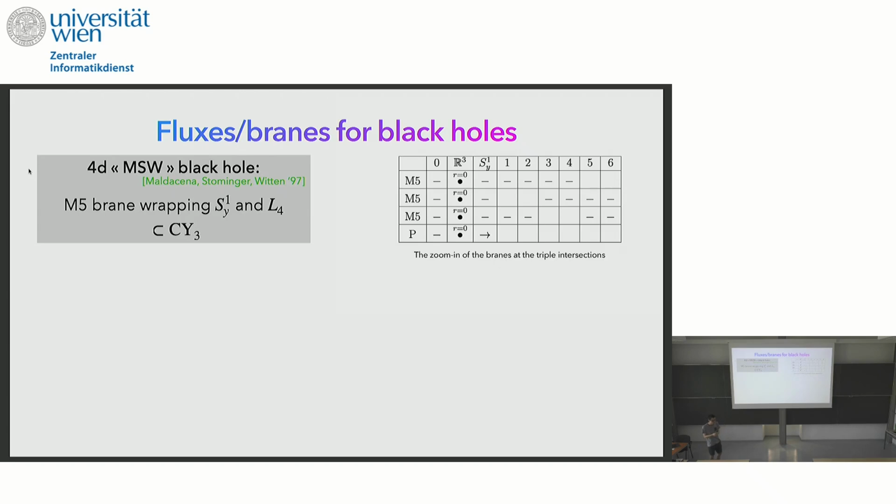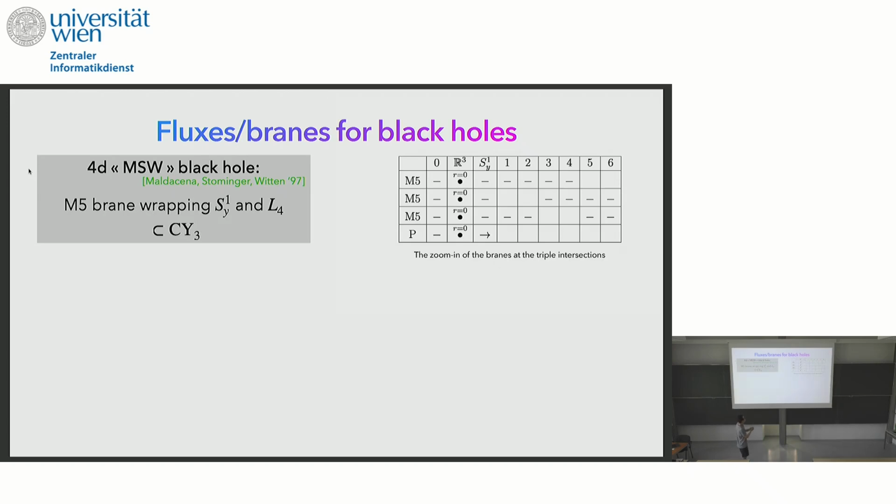So think about a four-dimensional N=2 black hole. I call this the MSW black hole because from the microscopic side, we understand what is happening. It's by Maldacena-Strominger-Witten, MSW. You can consider an M5 brane wrapping a circle, S1, that I label by Y, and a four-dimensional cycle that is holomorphic inside of a Calabi-Yau threefold. So locally, it looks like something like this.